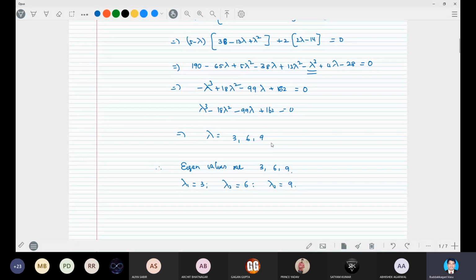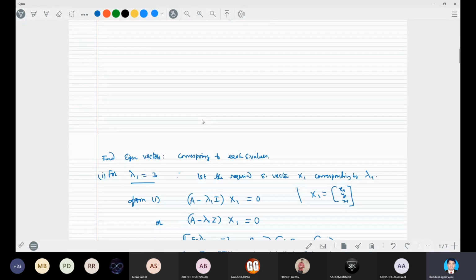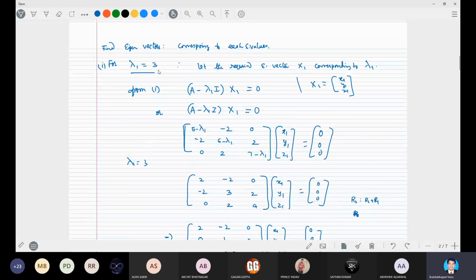3, 6, 9. Now find the non-zero solution for each lambda. They are called the eigenvectors. Now for lambda 1 equal to 3, the first eigenvalue, let x1 be the eigenvector corresponding to lambda 1. That vector will be a column vector. Because A is of order 3 by 3, you take it as a vector of 3 elements, x1, y1, z1.